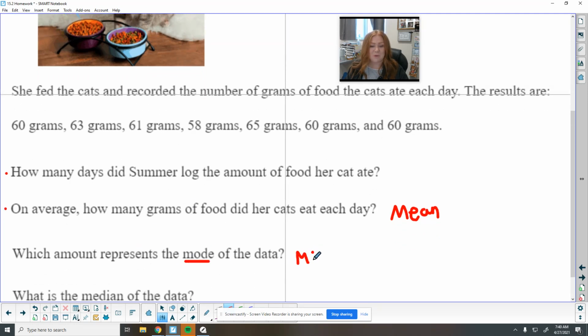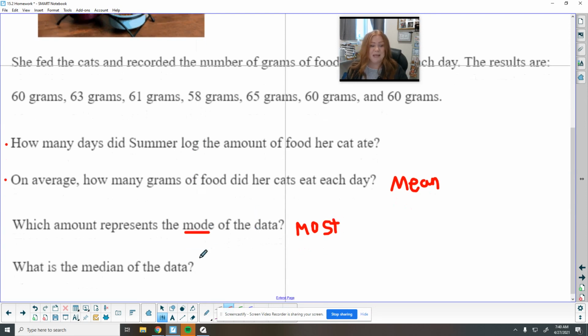Which amount represents the mode? So remember, mode is which one happens the most often. Is there a number that repeats over and over again? And then the median, we want to put them in order, least to greatest, and find the middle. So there are 7 of these. So you should just end up with 1 in the middle. So you'll cancel out 3 and end up with 1 in the center there. So you won't have to find that median. So when we have an odd amount of data, that really helps us out.